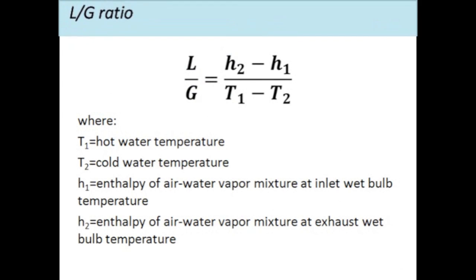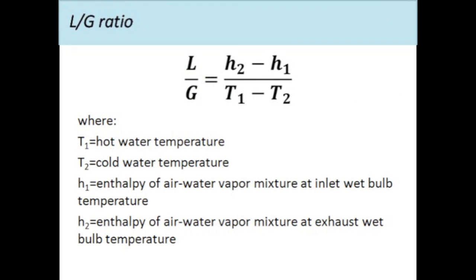The L over G ratio is another important parameter because the tower characteristic is affected by it, as shown in the graph as the slope of the air operating line. It is shown by the equation below. The L over G ratio for mechanical draft towers are normally within 0.75 to 1.5, and the tower characteristic values from 0.5 to 2.5.